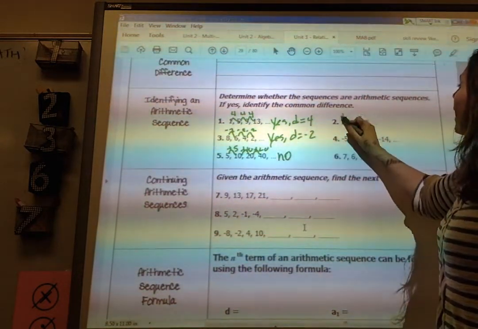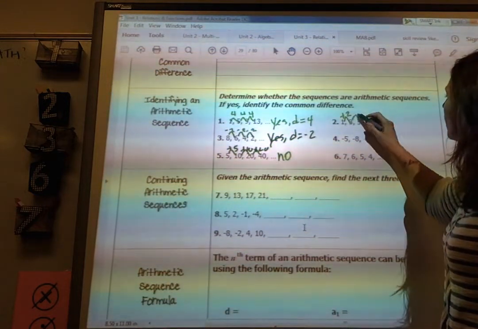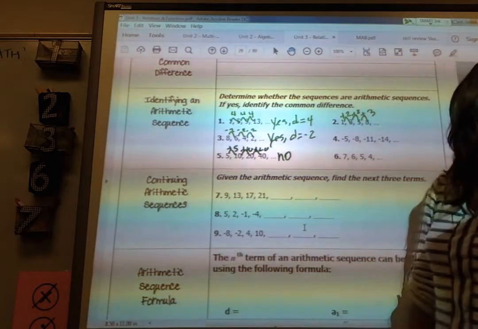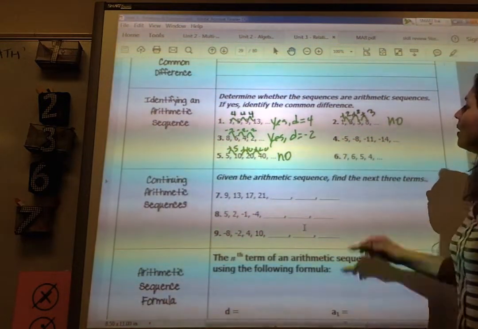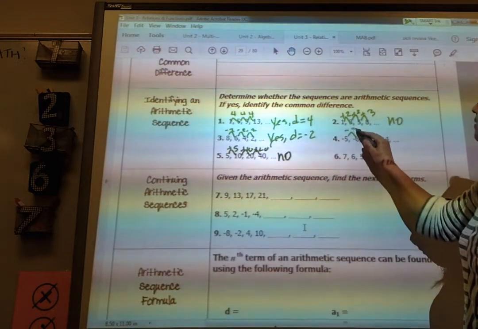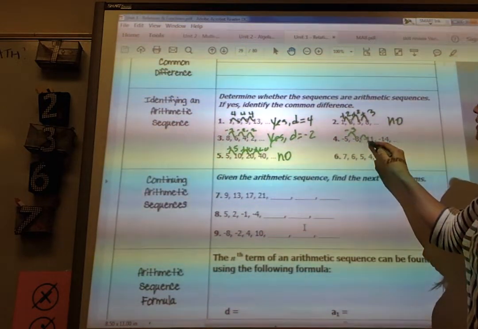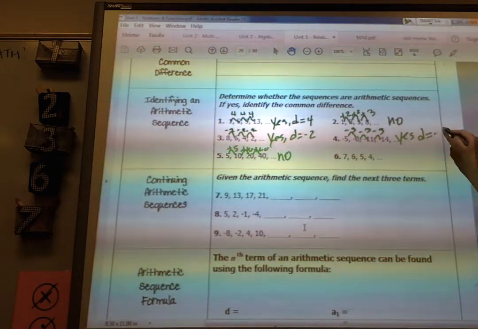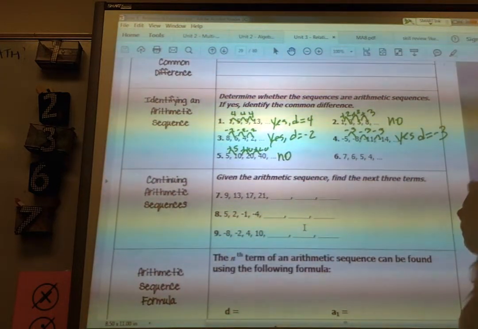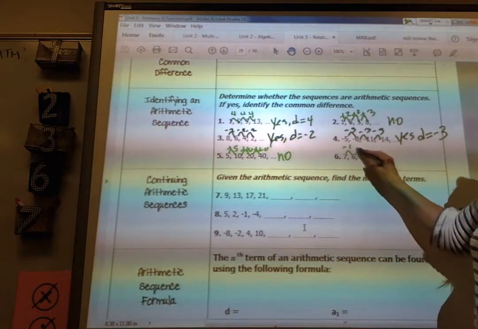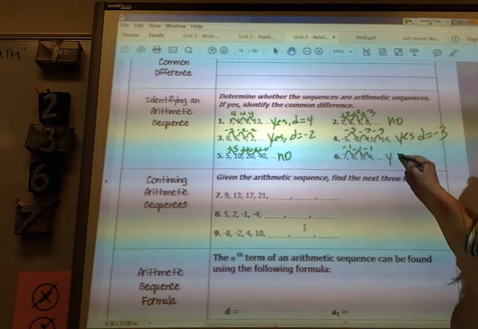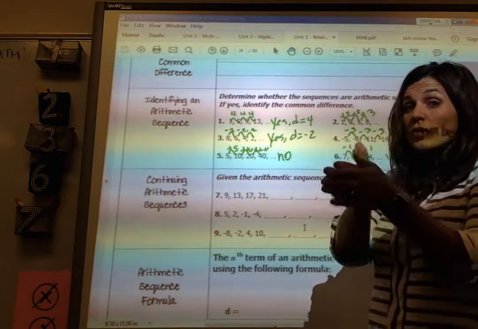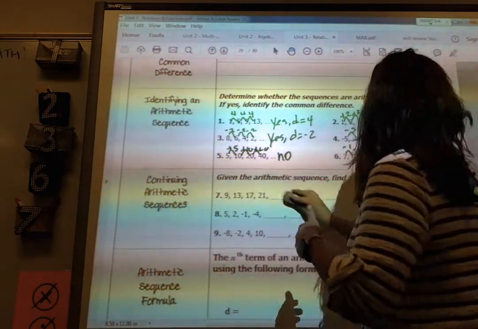Number 2, I add 2, add 2, add 3. Not the same, so no. -5 to -8 is -3. -8 to -11 is -3. Yes, it is a common difference, and the difference is -3. Number 7, I subtract 1, subtract 1, subtract 1. So yes, and the common difference is -1. Okay, so that's what an arithmetic sequence looks like and what it doesn't look like.